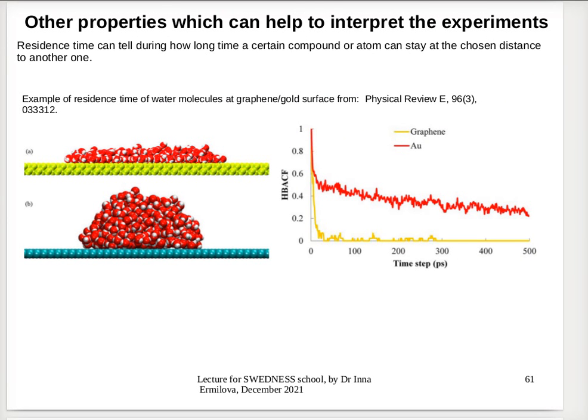Another thing is the residence time. You can select certain molecules and see the residence time on the surfaces of other, let's say, nanoparticles or inorganic surfaces. That kind of residence time can explain which surface is better for binding molecules.